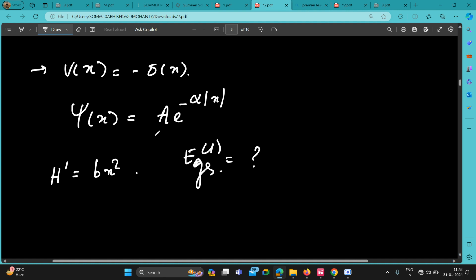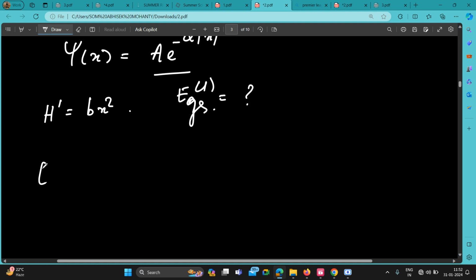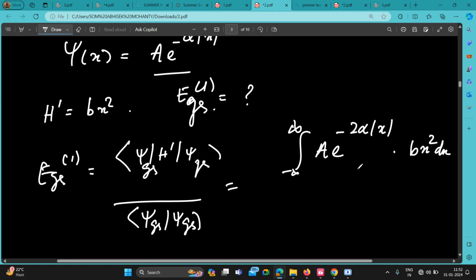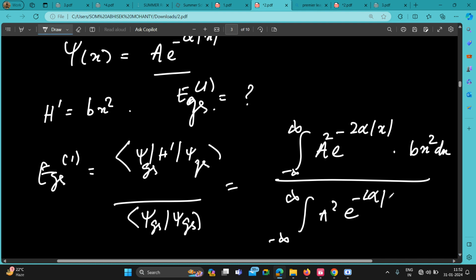So again, how to do it? See, this is not normalized, so how will we write it? It is psi ground state perturbation psi ground state divided by psi ground state with itself. We are writing this because this is not normalized. So integration minus infinity to infinity A squared e to the power minus 2 alpha mod x into b x square dx, divided by A squared integration minus infinity to infinity e to the power minus 2 alpha mod x dx. Yeah, is that right?